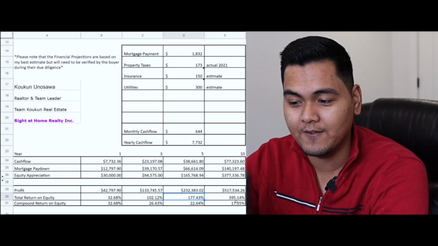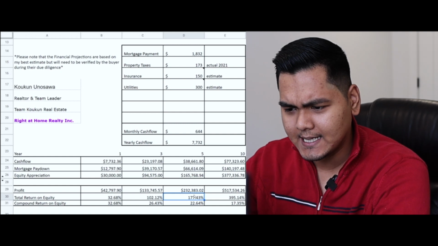So imagine that for every dollar invested in this deal in 10 years, you could be looking at getting $4 back. And when you're talking about investing over $100,000 and getting back close to $500,000, these are some life-changing numbers. It doesn't take too many of these properties to completely change your financial future.